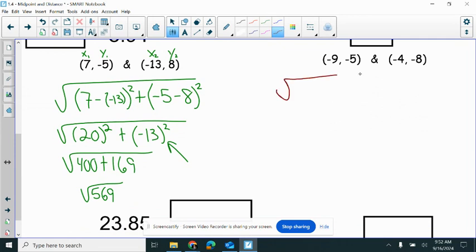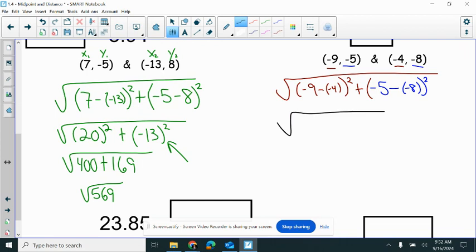We start off with our long square root. First, I subtract the x's: -9 minus -4, squared, plus, then I subtract the y's. My y's are -5 and -8: -5 minus -8, squared. Okay, so I just do the addition first inside the parentheses. -9 plus 4, because minus a negative is plus, is -5, squared, plus -5 plus 8 is +3.